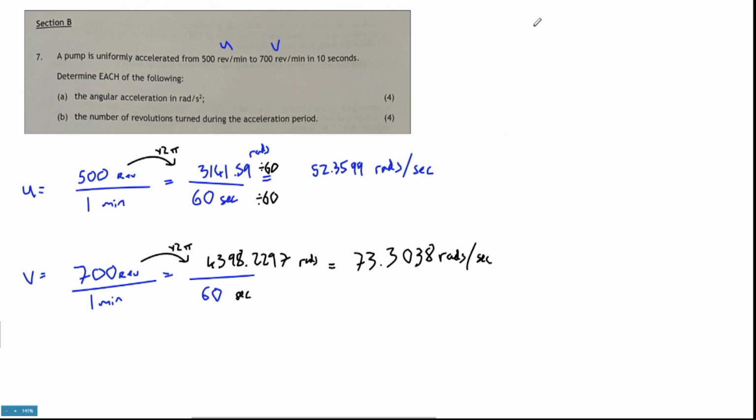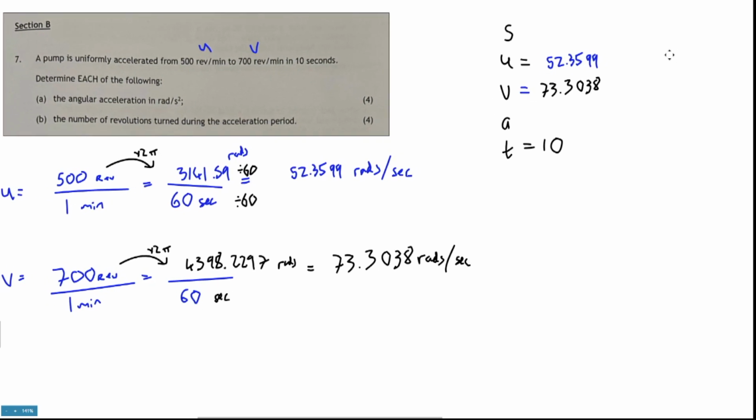So let's have a look at that SUVAT again. The initial velocity is going to be this number here. Is this in radians per second? We want it in radians per second because it says it there. Okay, got this one. I know I said that about 15 times. So my final velocity is this one here. Okay, great. And then what else do we know about it? Oh, it's in 10 seconds. We need some SUVAT equations on this, so let me grab some SUVAT equations.